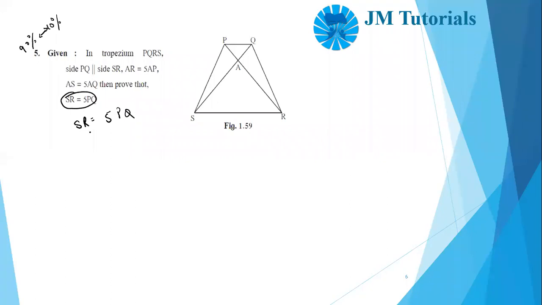Don't get scared with what this is. What you do is just get PQ down. Before looking at the question also, I'm telling you what exactly has to be done. Get PQ down. So it is SR upon PQ is equal to 5 by 1.